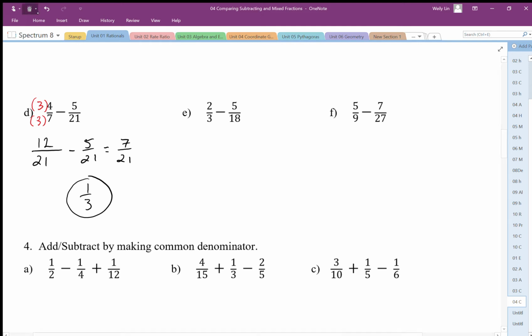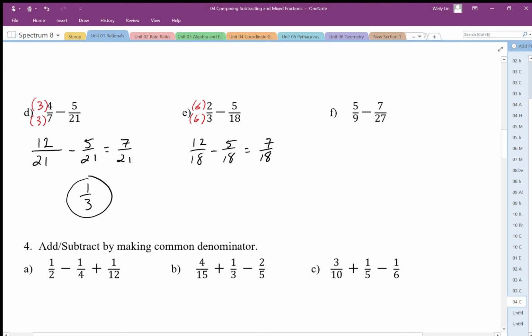Again here, our common denominator is going to be, well, these share a common factor of 3. So then we can use a times 6 to get the common denominator of 18. So 12 over 18 minus 5 over 18, and that leaves us with 7 over 18. 7's nice because it's prime, and we know it doesn't share a common factor with 18.